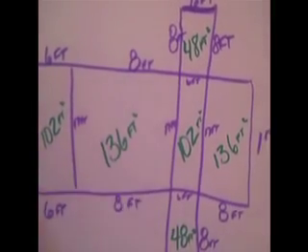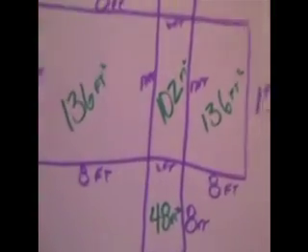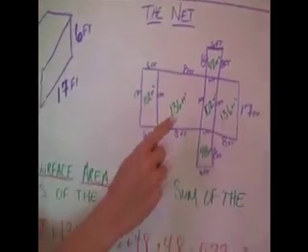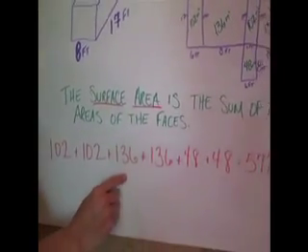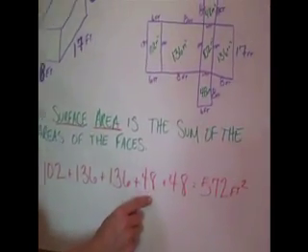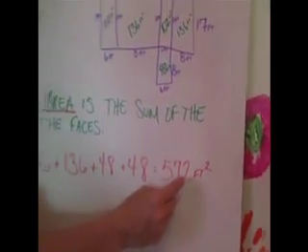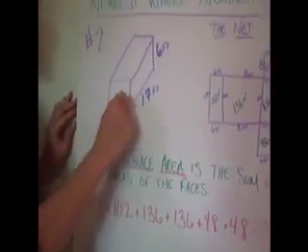Now what I'm going to do to find the surface area, I'm going to use the sum of the areas of all of its faces. So I'm going to add everything here together. 102 plus 102 plus 136 plus 136 plus 48, and that will give me 572 feet squared is the surface area for this rectangular prism.